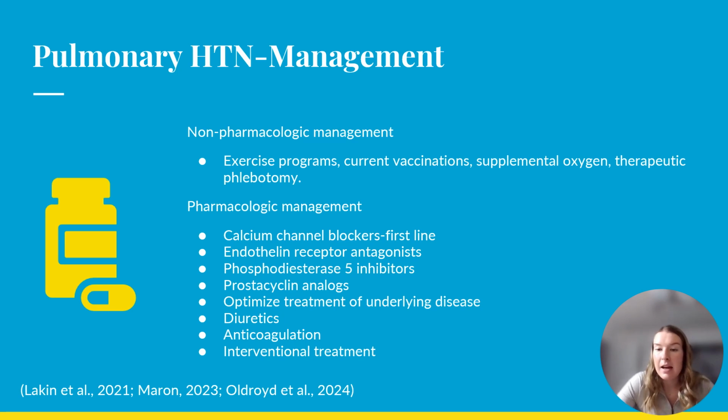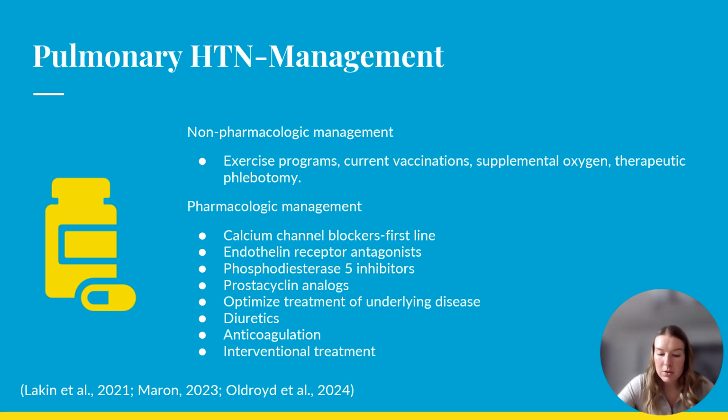And then if they have a hematocrit greater than 55%, it'd be reasonable to consider a therapeutic phlebotomy to reduce that. For pharmacologic management, one of the most important things you're going to do for these patients is optimize the treatment of their underlying disease, whether that be heart failure or a pulmonary disease. We really want to make sure that our treatment is zeroed in for those diagnoses.